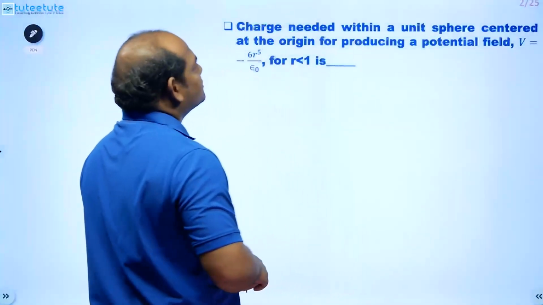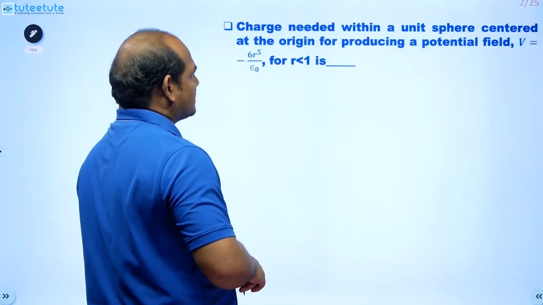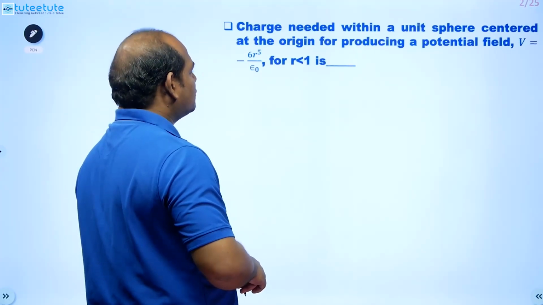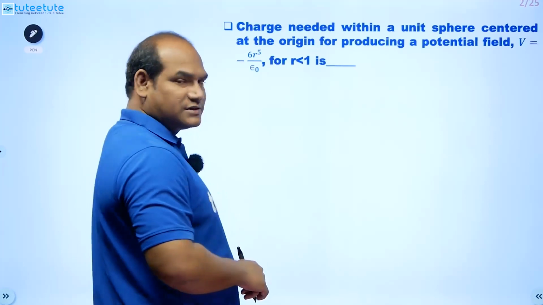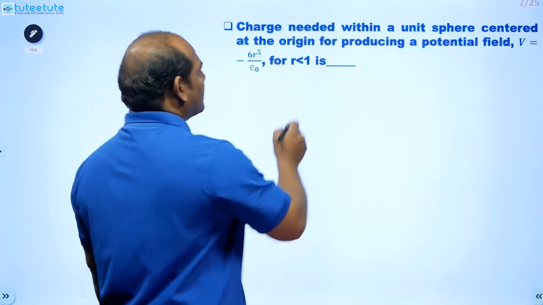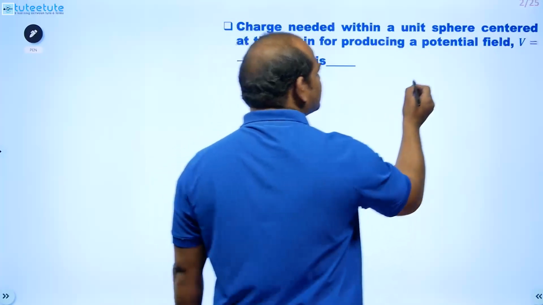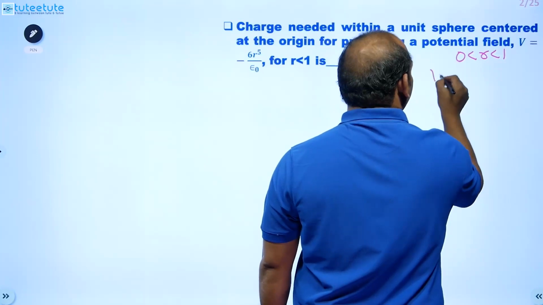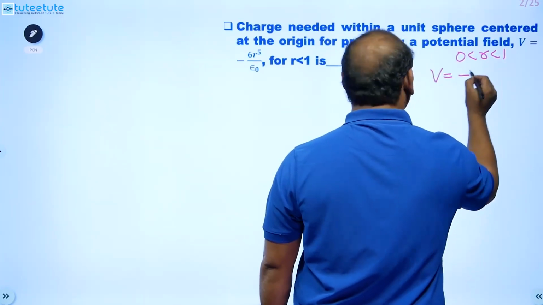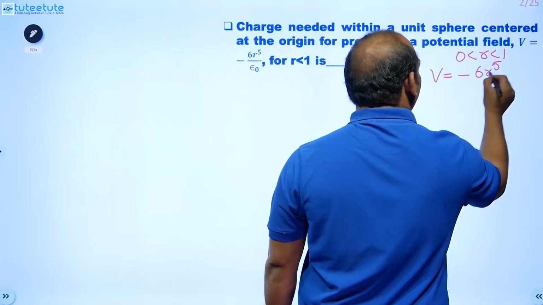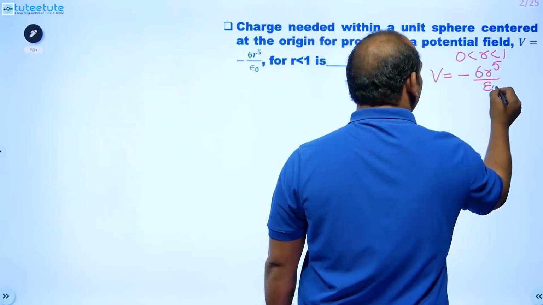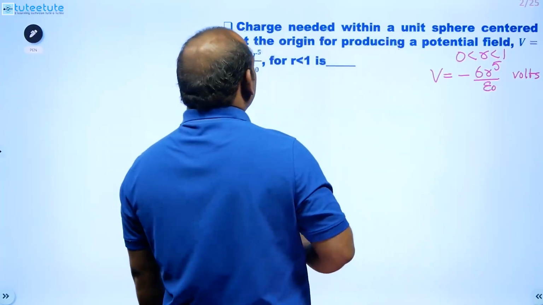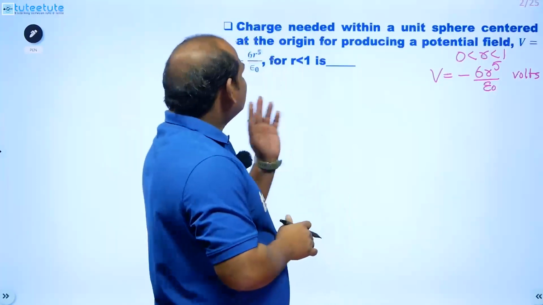So the first question is: charge needed within a unit sphere centered at the origin for producing a potential field V is equal to minus 6 into R power 5 by epsilon naught. And this is valid when R is less than 1. That means the R range we can take from 0 to 1. The potential field is V is equal to minus 6 into R power 5 by epsilon naught. You can note that the units are volts. And this particular charge we have to keep at the center of the origin.